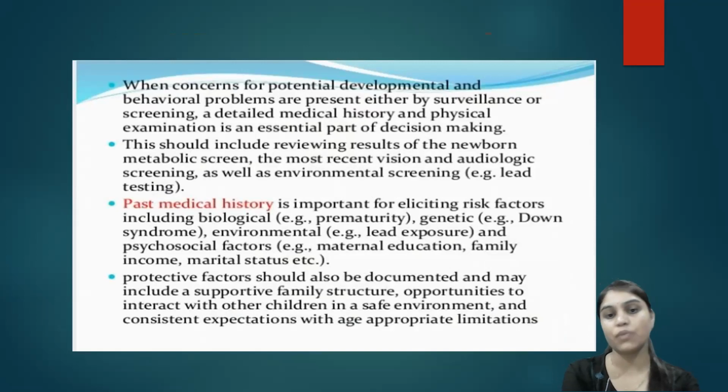Past medical history is important for eliciting risk factors including biological, for example prematurity; genetic, for example Down syndrome; environmental, for example lead exposure; and psychosocial factors, for example maternal education, family income, and marital status. Protective factors should also be documented and may include a supportive family structure, opportunities to interact with other children in a safe environment, and consistent expectations with age appropriate limitations.